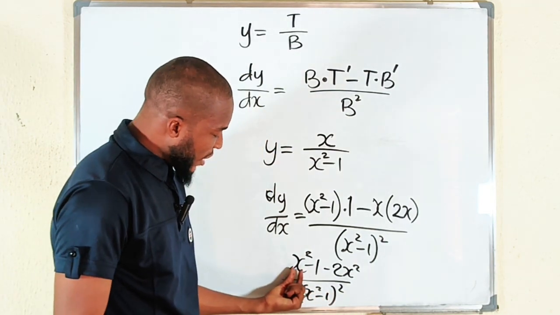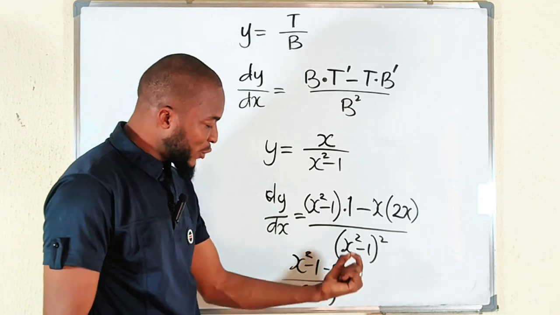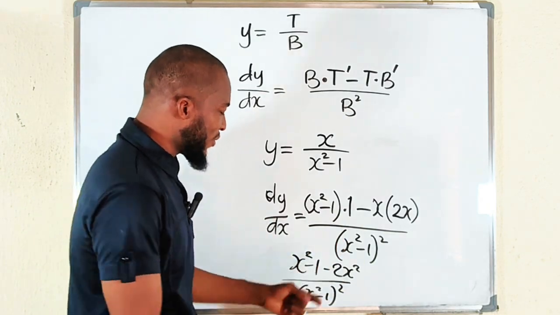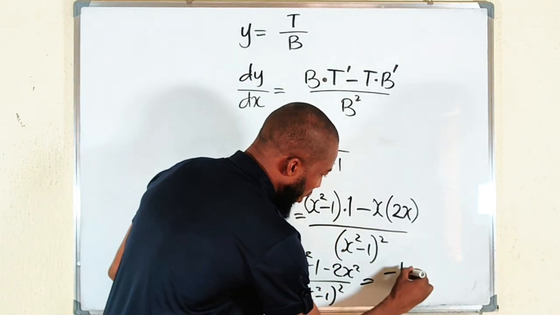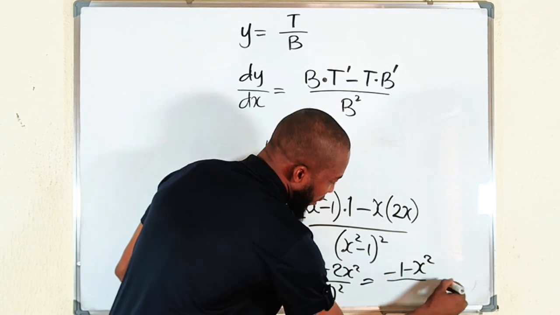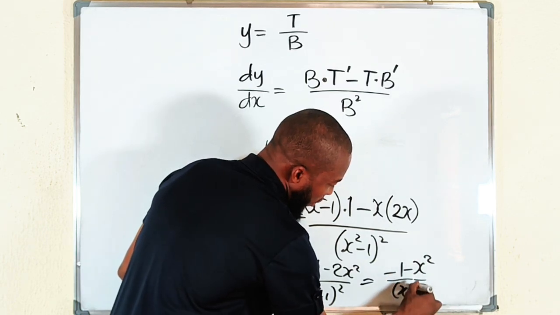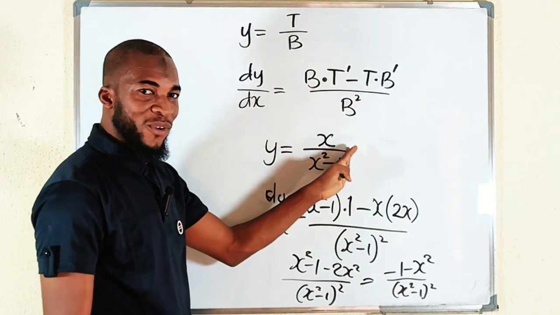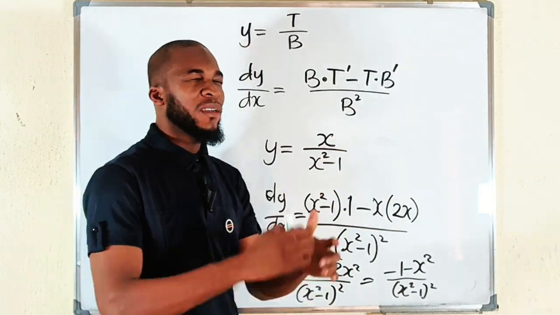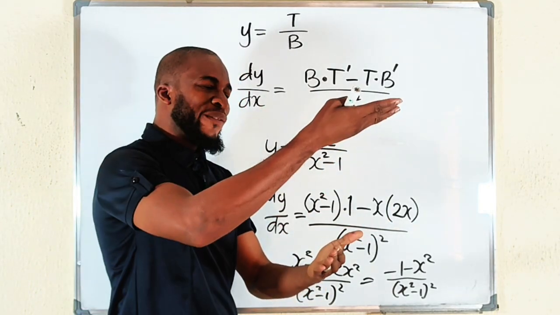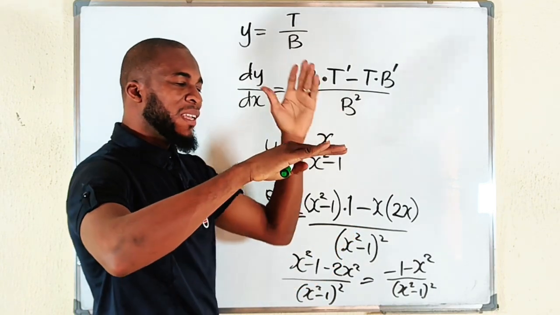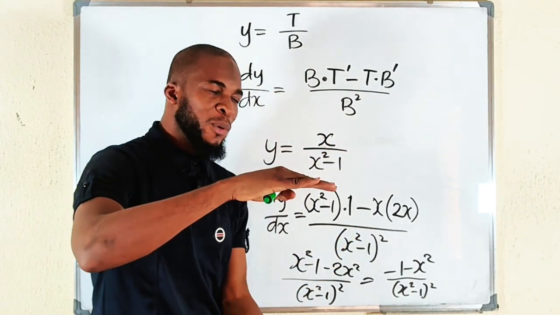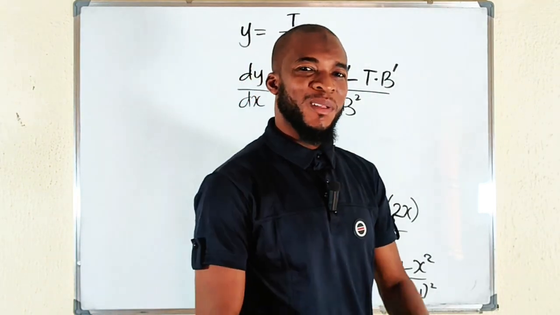This is going to be x squared minus 2x squared, which is negative x squared. So everything at the top will be just minus 1 minus x squared. Divide by the bottom, which is x squared minus 1 all squared. You see, this is the derivative of this function. Just recall that bottom times the derivative of the top minus top times the derivative of the bottom, divide by the bottom squared, and you're good to go.